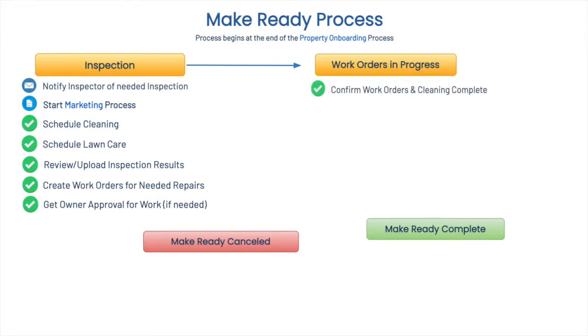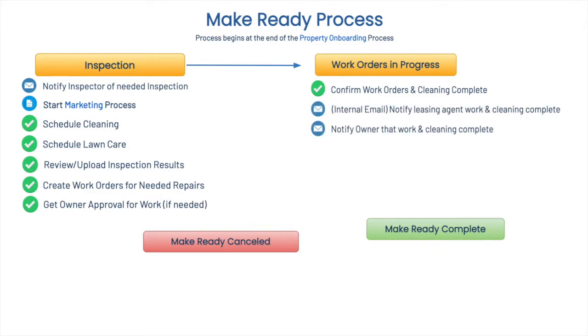Once you've confirmed all work has been completed, the process will notify the leasing agent and the owner that the property is ready. Then comes a final make-ready inspection and a task to make sure all improvements have been documented. Then the process moves into the make-ready complete stage.